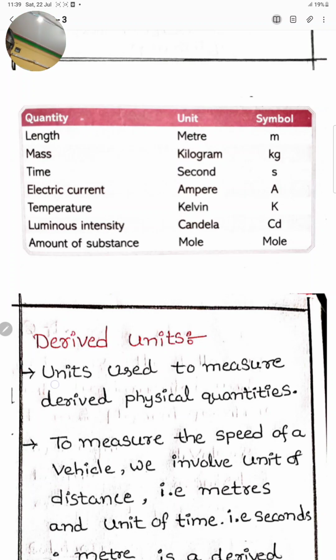First one is length. Second one mass. Third one time. Fourth one electric current. Fifth one temperature. Sixth one luminous intensity. Seventh one amount of substance. Each and every fundamental physical quantity has units in the SI system. Regarding the SI system, you will learn in the next video.